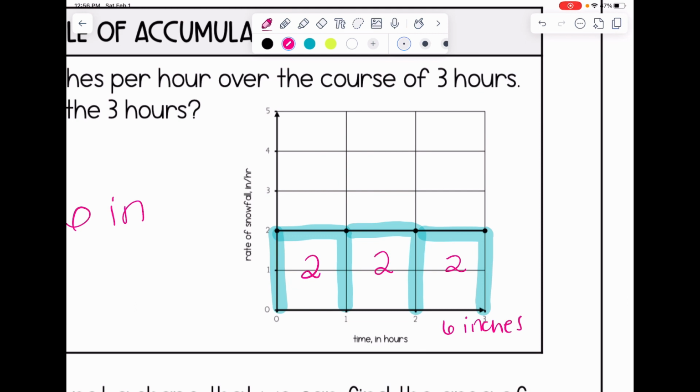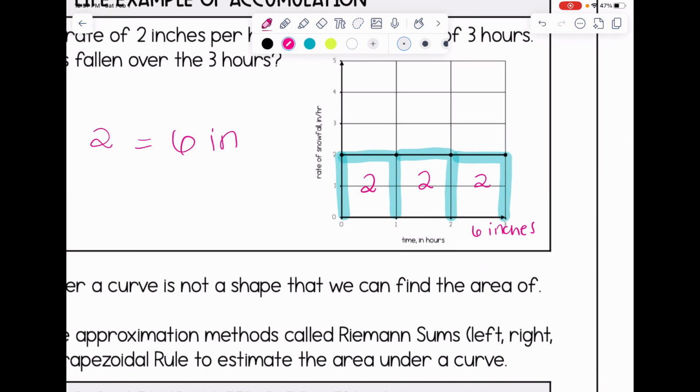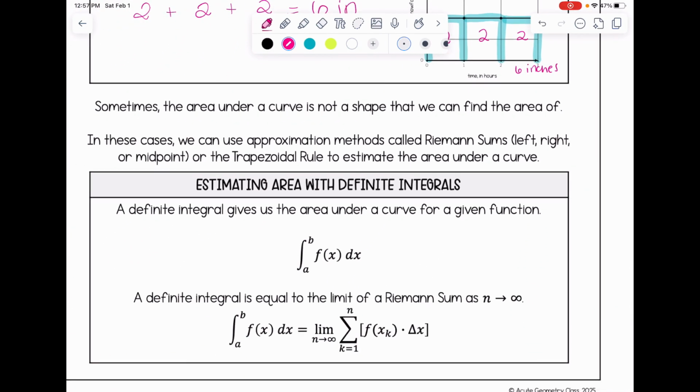So again, we can look at this in terms of a graph, or sometimes when we have a real life example that's simple like this, we can sort of reason with it. However, that function was linear and it was a horizontal line, so we were able to easily find the area under the curve. Sometimes the area under a curve is not a shape that we can find the area of. In these cases, we have to use some approximation methods called Riemann sums, and there's 3 different types: a left Riemann sum, a right Riemann sum, or a midpoint, or we can use what's called the trapezoidal rule to estimate the area under the curve.